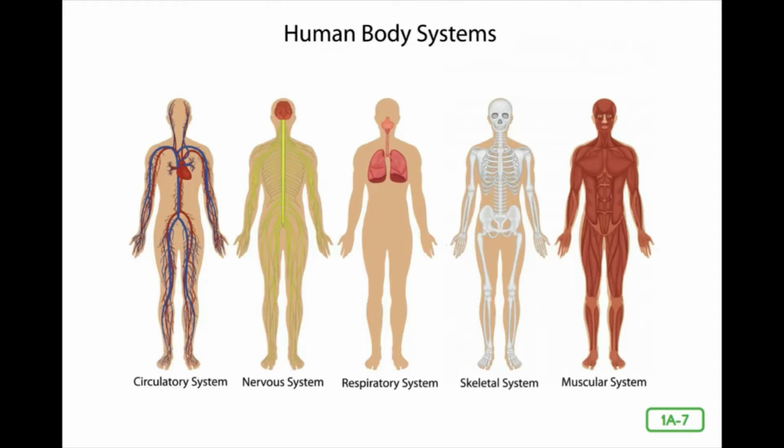The first one that we see is the circulatory system. The circulatory system keeps blood flowing throughout the entire body. We can also see the nervous system. The nervous system controls communication between the brain and the rest of the body. The respiratory system takes in air to the body. The skeletal system is made up of bones and gives the body shape. And the muscular system allows the body to move and gives the body its strength.